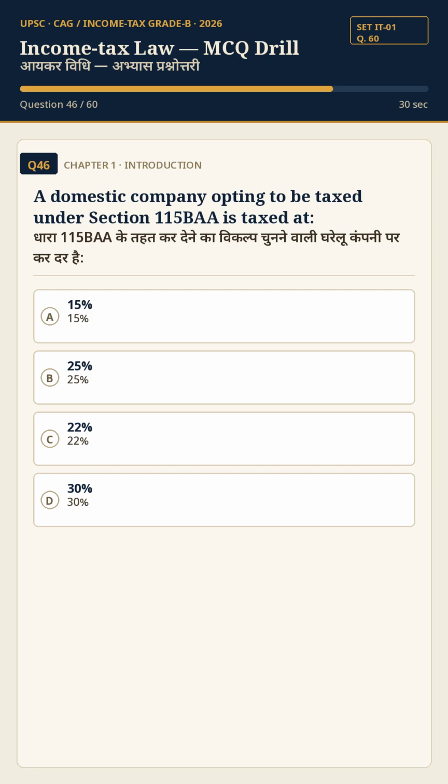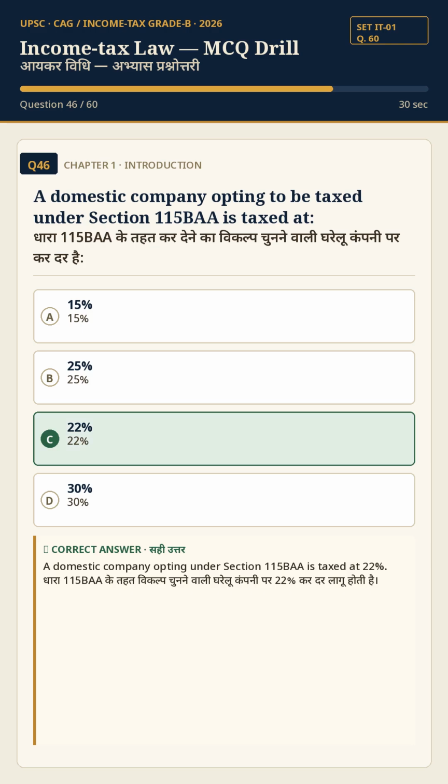Question 46. A domestic company opting to be taxed under Section 115BAA is taxed at: The correct answer explanation. A domestic company opting under Section 115BAA is taxed at 22%.